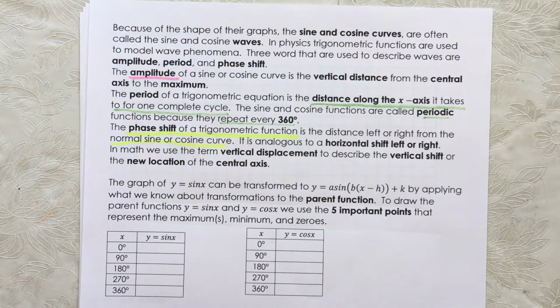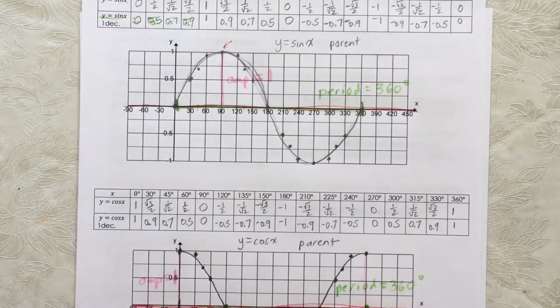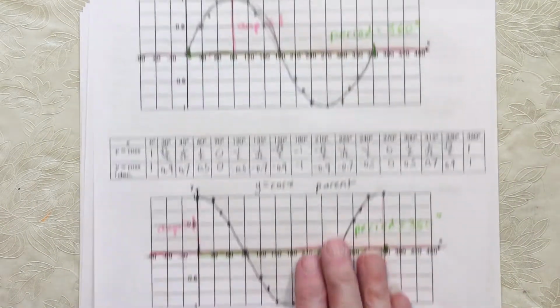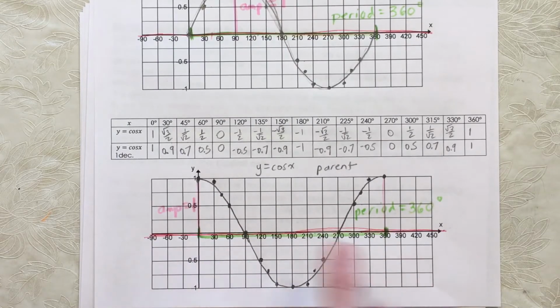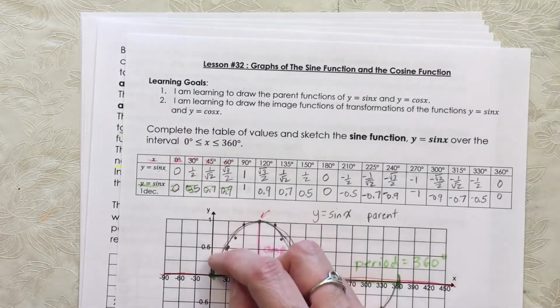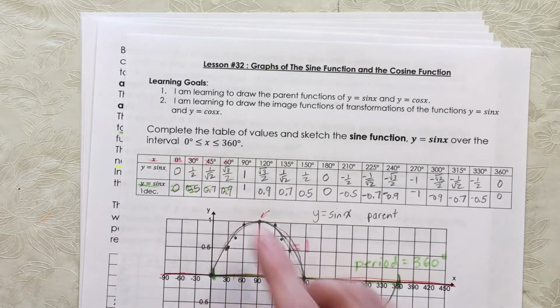And it's in degrees as well, because it's shifting left or right. You'd be shifting on the x-axis left or right, and the x-axis is measured in degrees. And the y-axis is just measured in regular numbers, regular values.